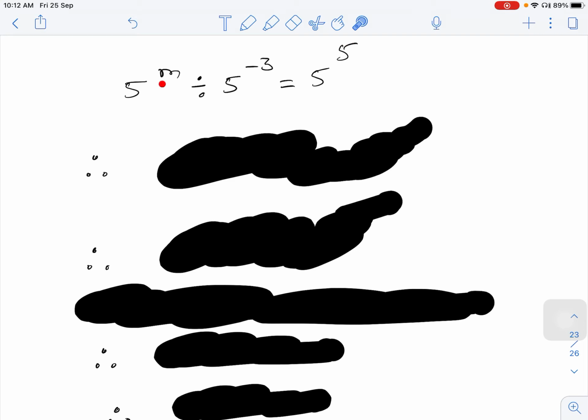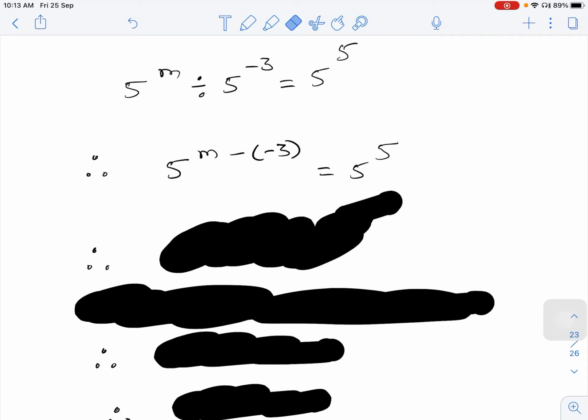Now we have to find the value of this m, and where this m is present, it is present in the power. Its place is the power. So if you want to find the value of the power, we have to make the bases the same or equal. Okay, the next step: these two numbers have the same base and are being divided, so we can subtract the powers.